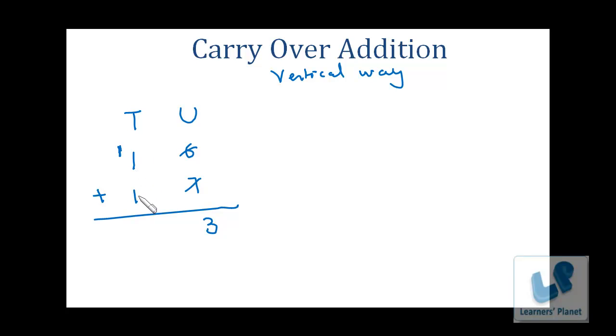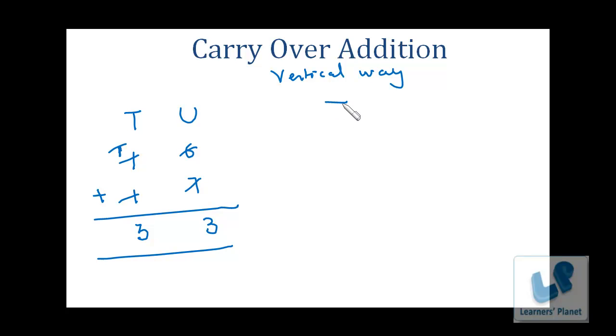Now we'll add the tens. 1, 2, 3. So that equals to 33. Right? So tens under tens, units under units, and we get the answer as 33. This was a very easy sum. Now we'll again take one more sum.